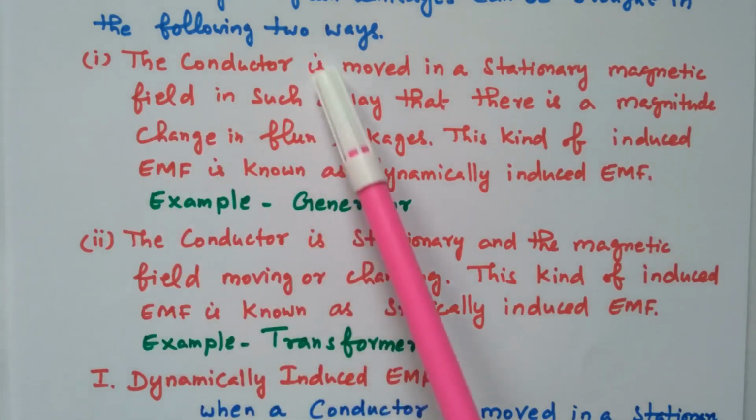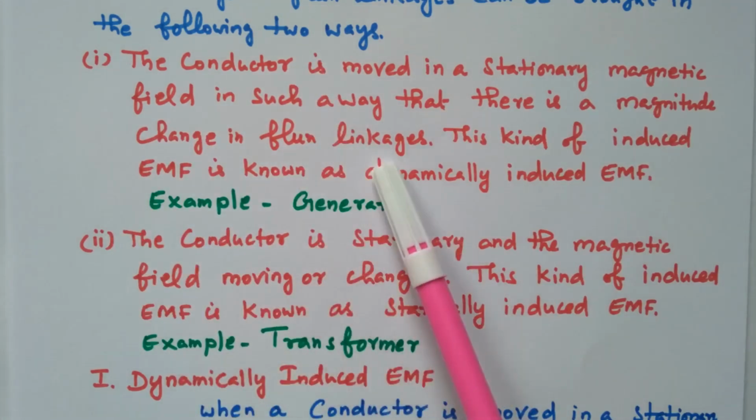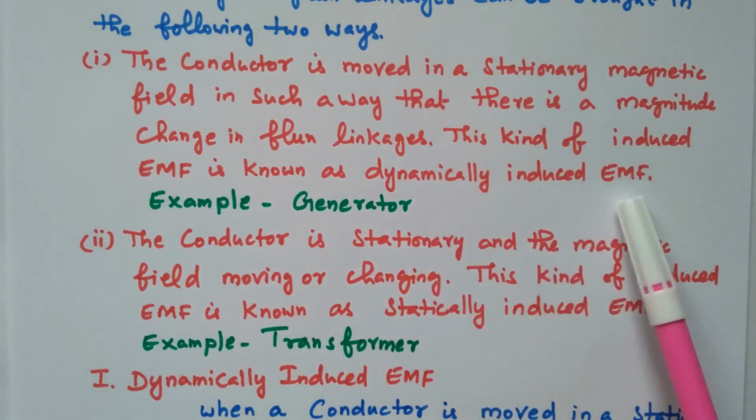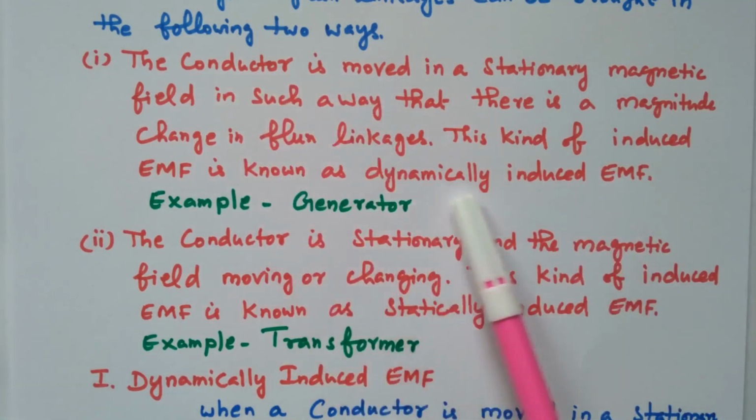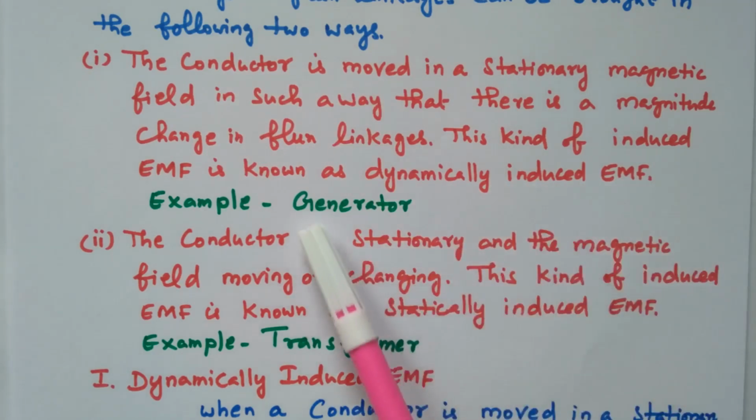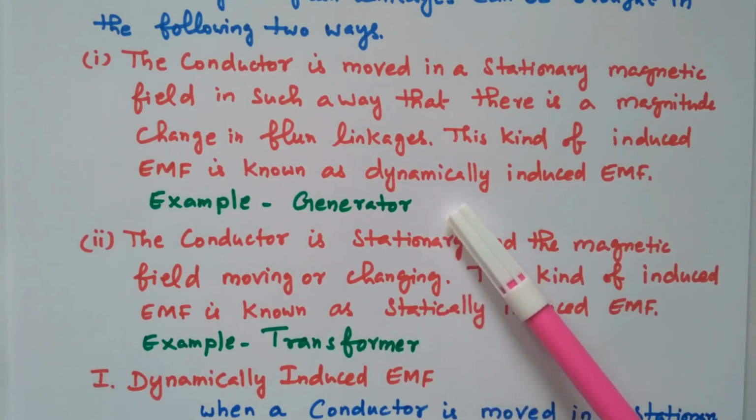Due to movement of this conductor, there is a change in flux linkage, so that EMF is induced. Because of conductor movement, we term it dynamically induced EMF. So that is applicable in generators. In the generator, the conductor is a moving part.